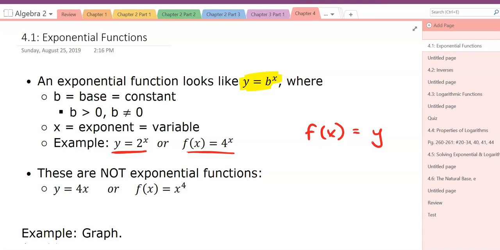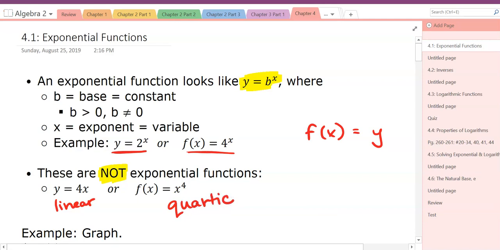Okay, now these two down here are not, keyword here, not exponential functions. This y equals 4x would just be linear. That's just a straight line. When it was x to the fourth power, that's what we were just dealing with in the previous chapter, because that would be a polynomial type equation. That would be a quartic function. So that graph would curve a couple times as it's going through the graph. Exponential functions don't look like that. Notice how this one had x as the base and 4 as the exponent. You want the exponent to be where your variable is in order for it to be an exponential function.